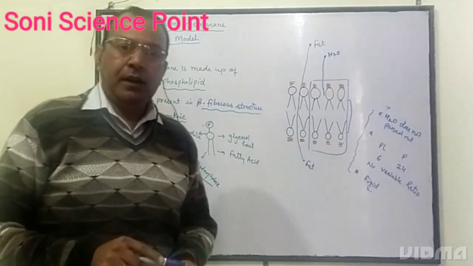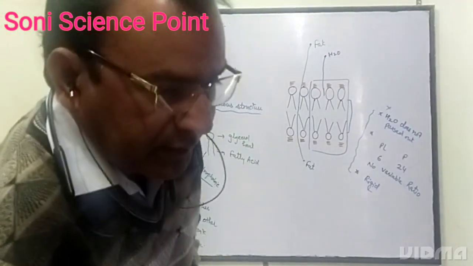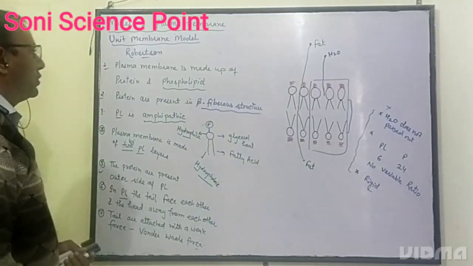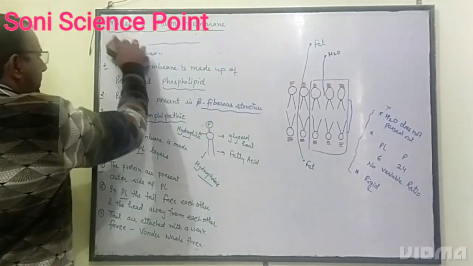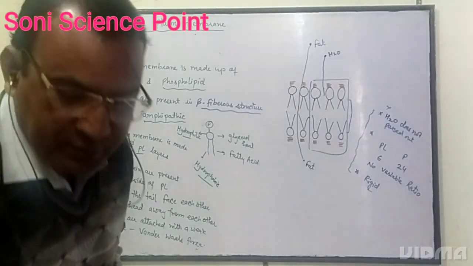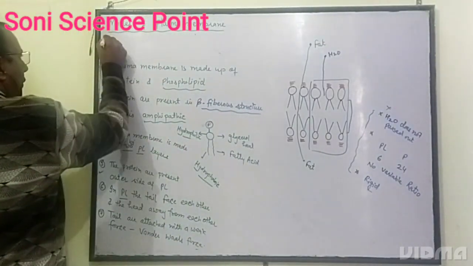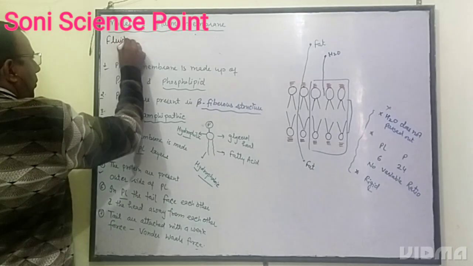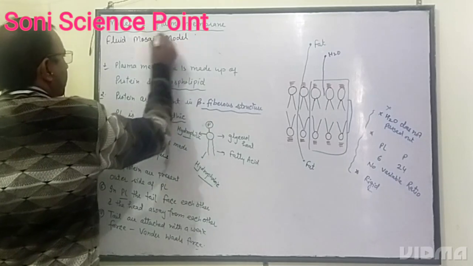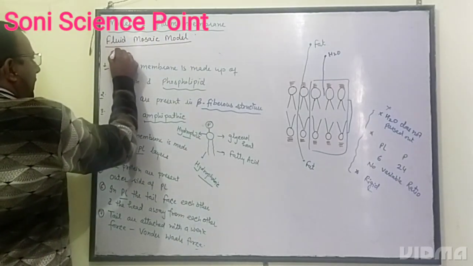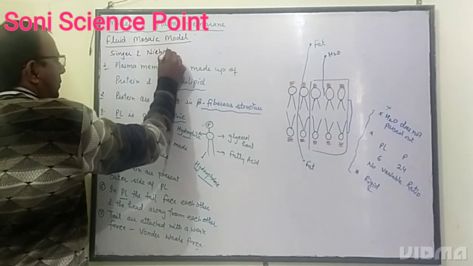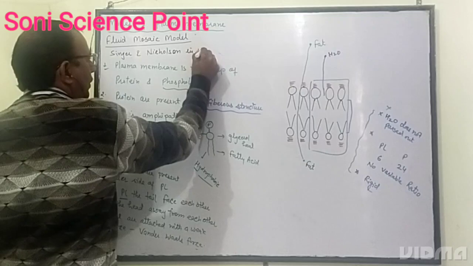At last, in 1972, two other scientists, Singer and Nicholson, proposed the model of the plasma membrane, and that model was called the fluid mosaic model. This model was proposed by Singer and Nicholson in 1972.